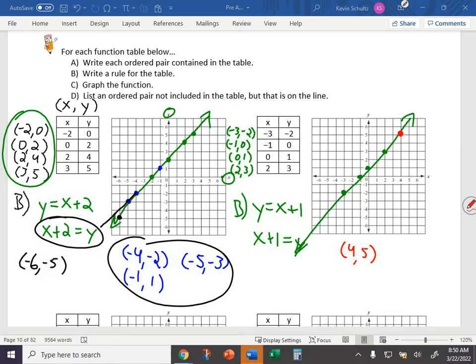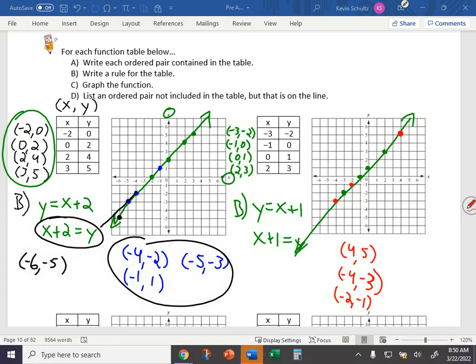Camille. Negative 4, negative 3. That works. Negative 4 plus 1 is negative 3. Griffin? Negative 2, negative 1. That works. Negative 2 plus 1 is negative 1.